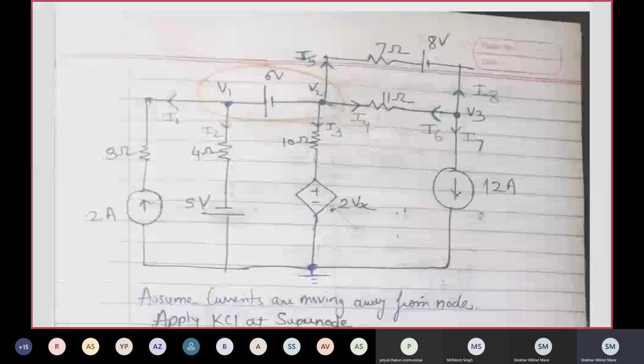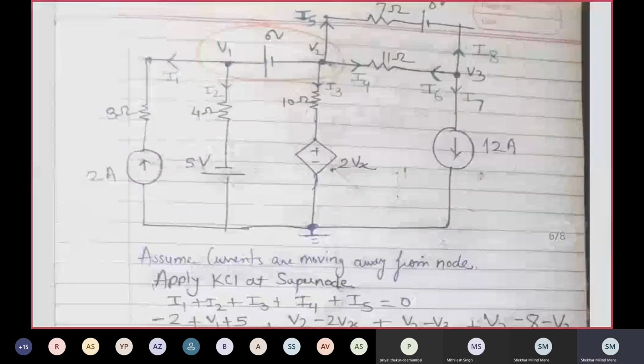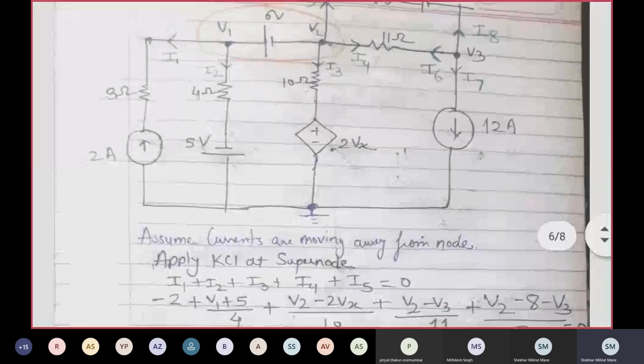Now we have to apply KCL at the supernode. All the currents are leaving the node. So I1 plus I2 plus I3 plus I4 plus I5 is equal to 0. Now how will we write the value of I1? I1 is just the opposite of 2 ampere. You can see, so I can directly write I1 is equal to minus 2.